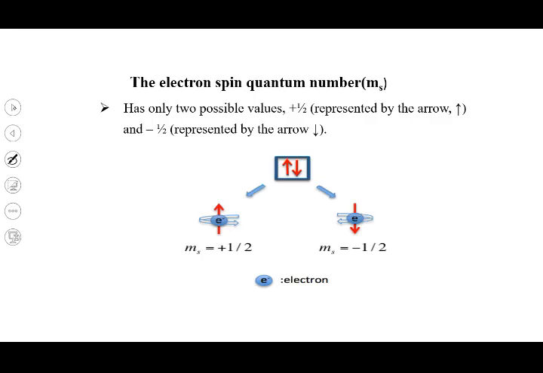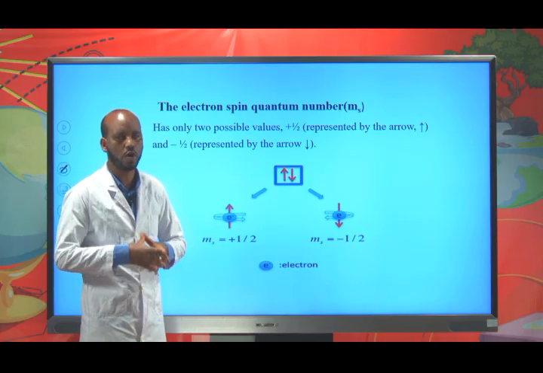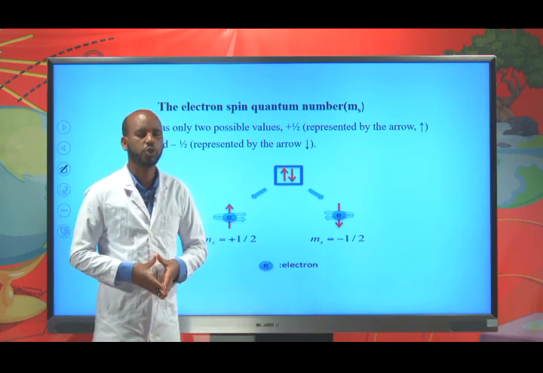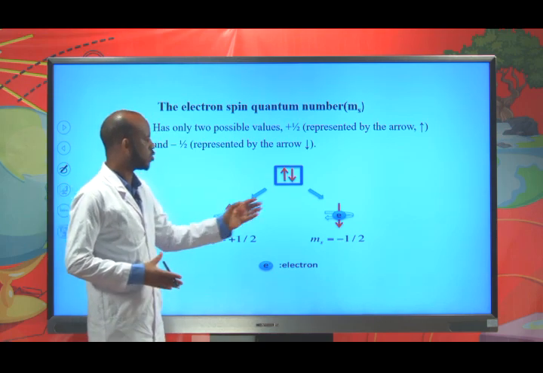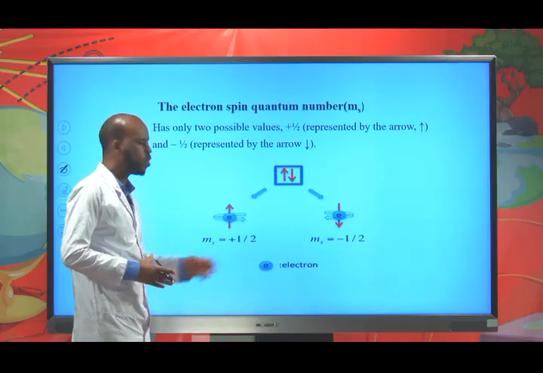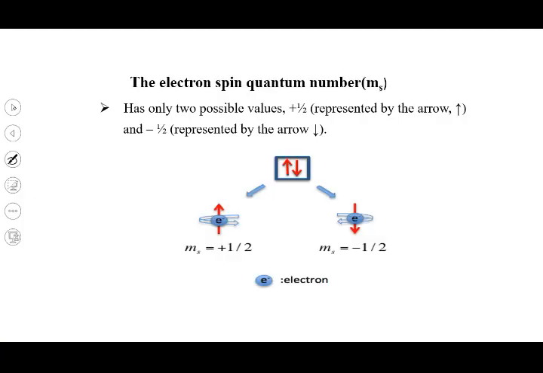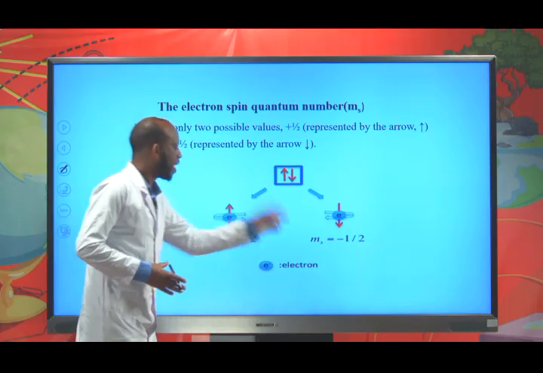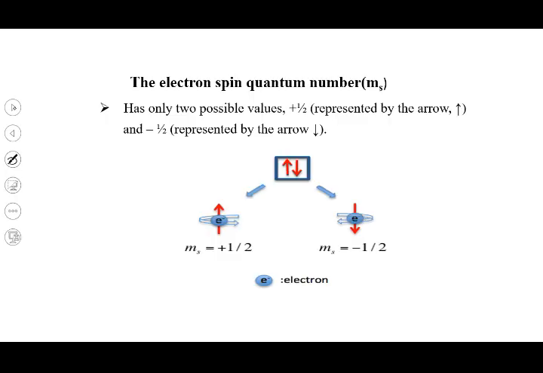The electron spin quantum number is denoted by the symbol MS. The spin quantum number takes values either plus 1 over 2 or minus 1 over 2. It indicates the direction of electrons. For those electrons spinning upward, the MS value is plus 1 over 2. For those electrons spinning downward, the value of MS is minus 1 over 2. Therefore, the spin quantum number indicates electron direction.